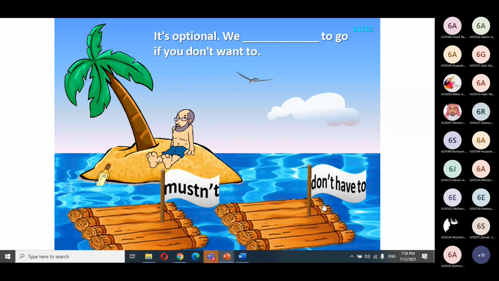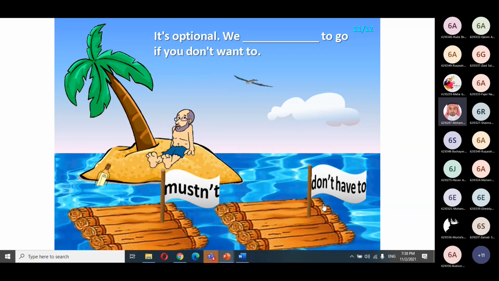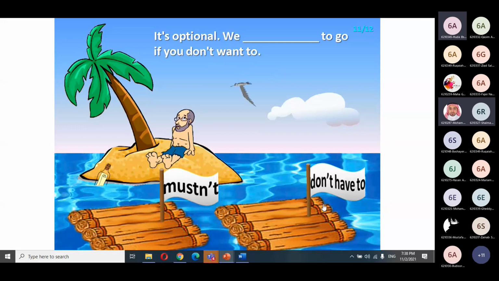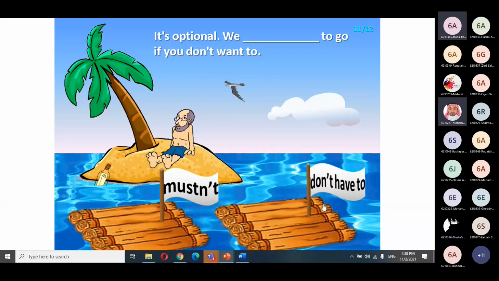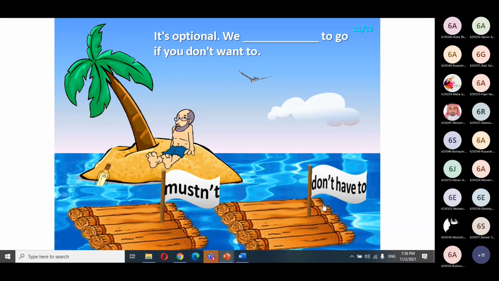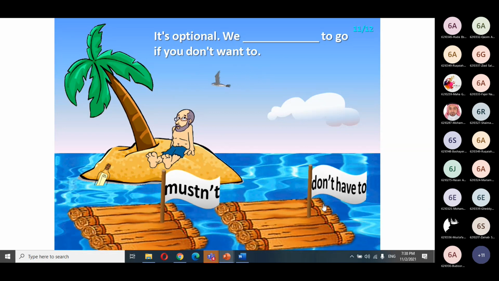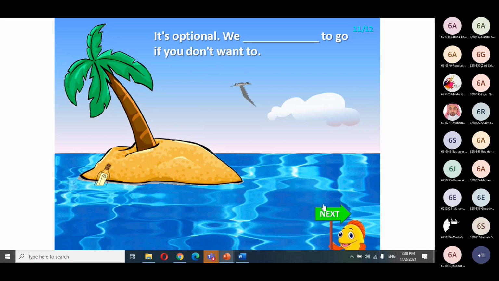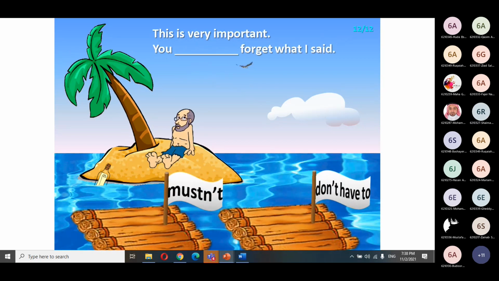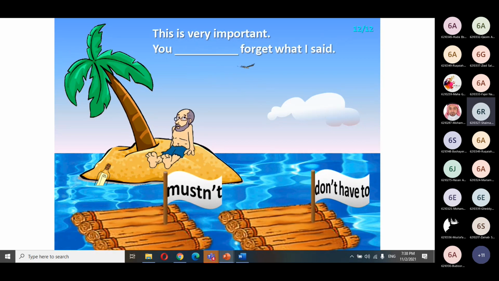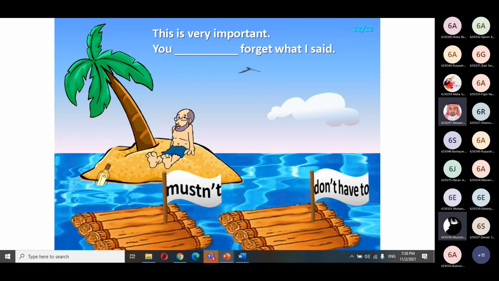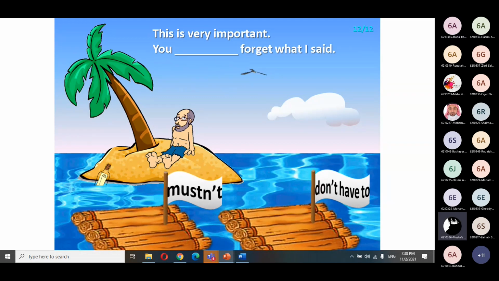It's optional. Don't have to. You go if you don't want. It's optional. If we say it's optional, optional means you are free. This is very important. Don't forget what I said. You must. Mustn't.